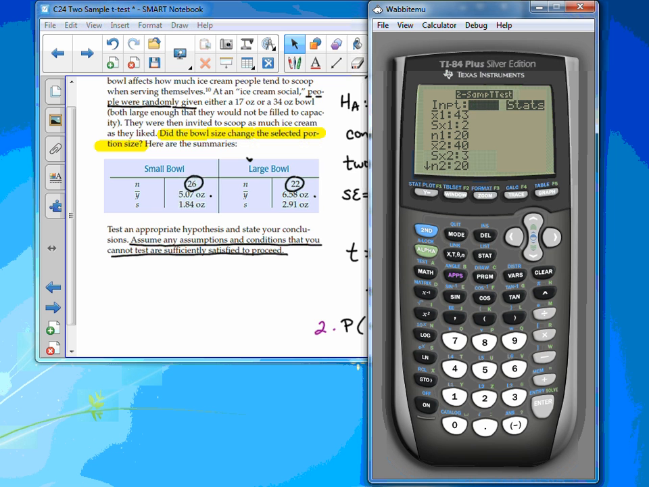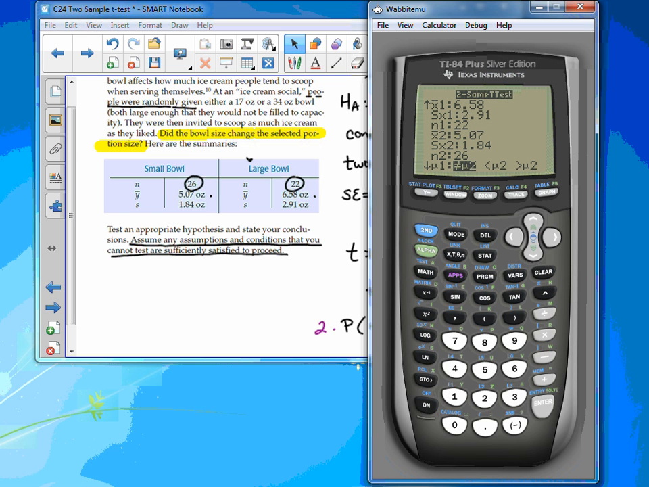If you have data, you would have 2 lists of numbers. Statistics, we have means and standard deviations, what we have. So we did large minus small. So we need to do all the things with large first. So our mean is 6.58. Our standard deviation is 2.91. And a sample size of 22. For the second, small bowl set, we have a mean of 5.07 ounces. Standard deviation of 1.84 ounces. And a sample size of 26.